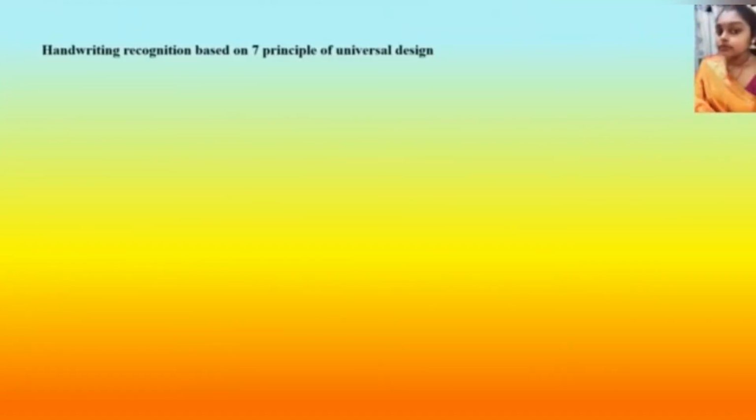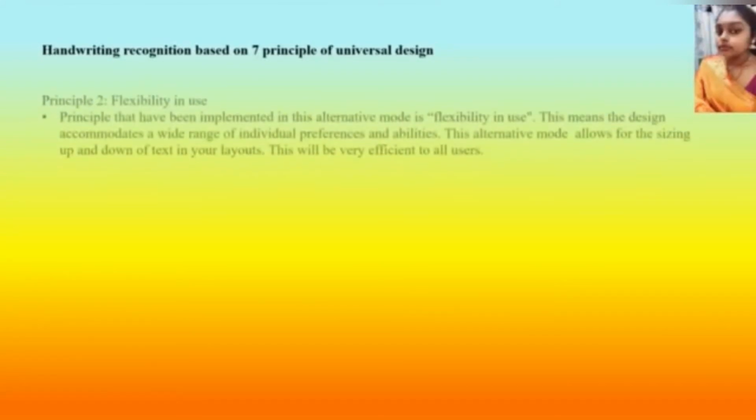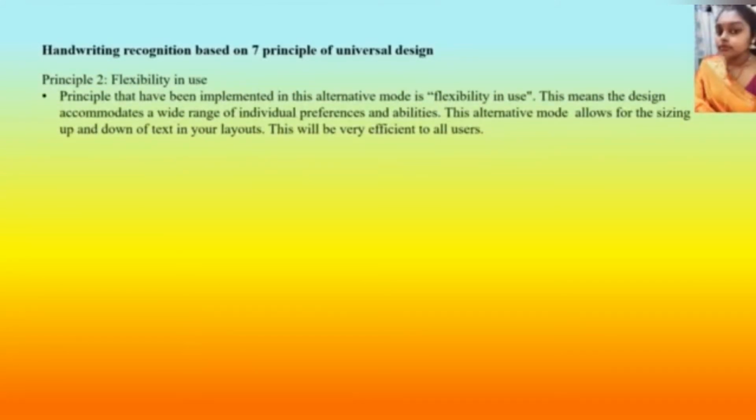Handwriting recognition is based on 7 principles of universal design. First, we implemented principle 2, which is flexibility in use. This means the design accommodates a wide range of individual preferences and abilities. These alternative modes allow for the sizing up and down of text in your layouts. This will be very efficient for all users.